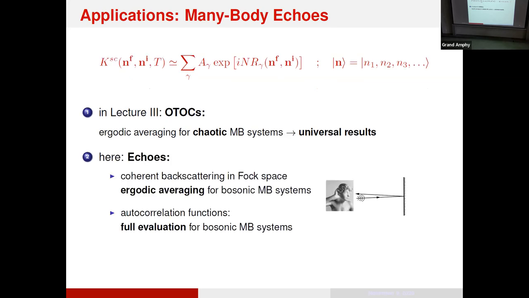Okay, so what I will discuss here is two things, two types of echoes: coherent backscattering. So we would like to generalize weak localization to Fock space now. And then, which is way more complicated, a full evaluation of an autocorrelation function without averaging on top.